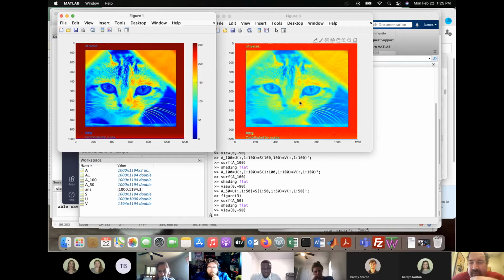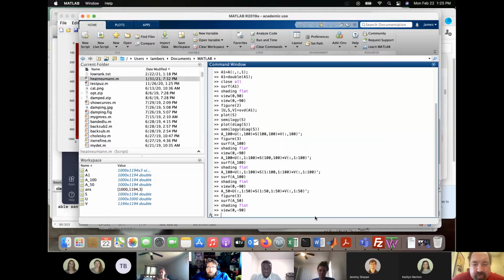Rank 100 wasn't bad though, and that's just taking 10% of the possible singular vectors and singular values. So with images in general, you get something that's fairly recognizable as the original image even with quite a bit of compression. So that's something to keep in mind. Any questions about what happened here in MATLAB? I'll post this diary later after removing the wrong statements.